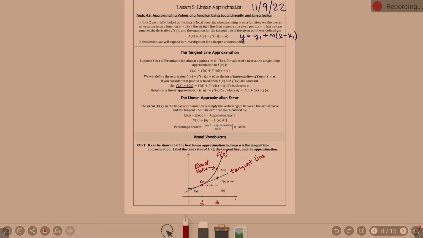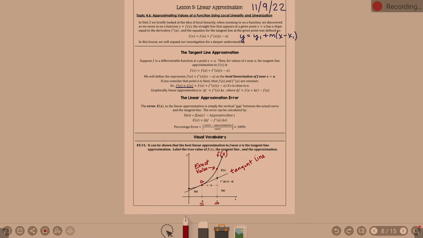Why isn't point a the exact value? Well, a is an exact value too, but when we're using this linear approximation, we're doing it for points very close to a. In other words, if we have the information about a, we wouldn't be finding a linear approximation at a. So like right here, this case of a, that's an exact value. That's also on the tangent line because it's tangent at point a.